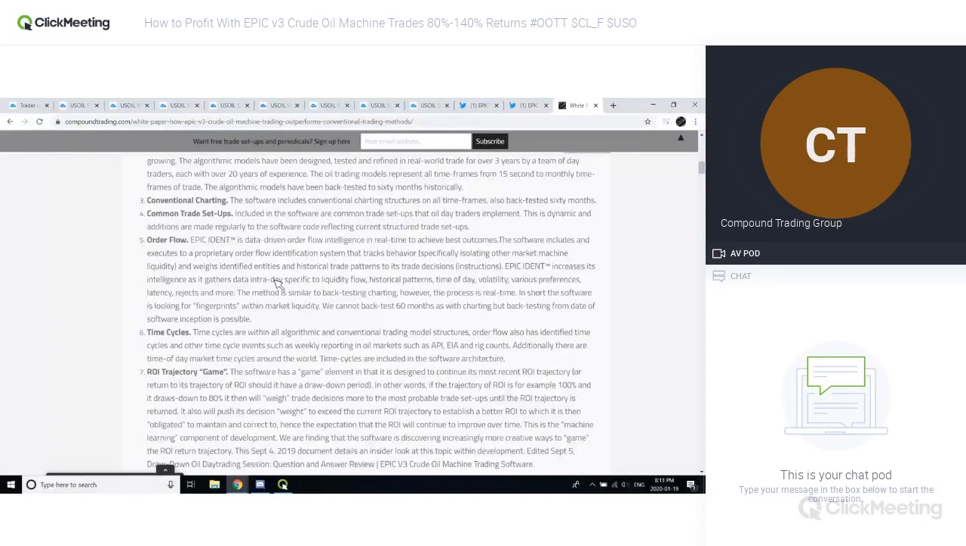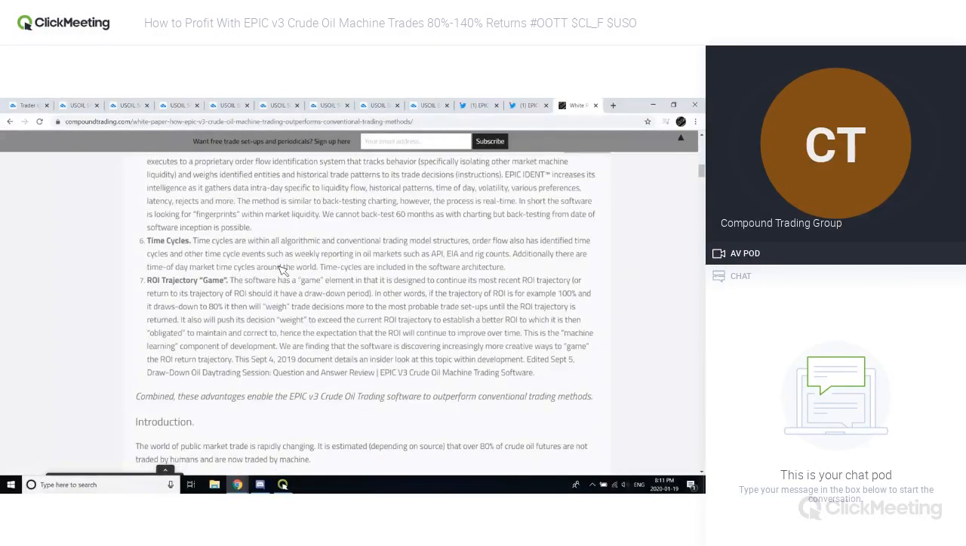But it's just like the natural structure of a chart, how you get an algorithmic model. Same thing with the order flow, and that's something that we're building, and there's an explanation of it. Time cycles is another thing.